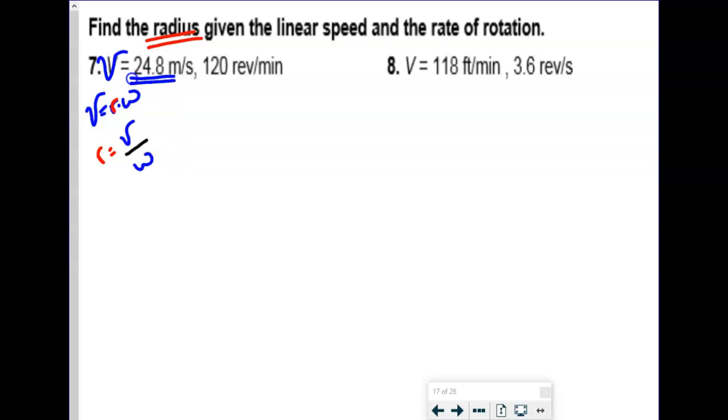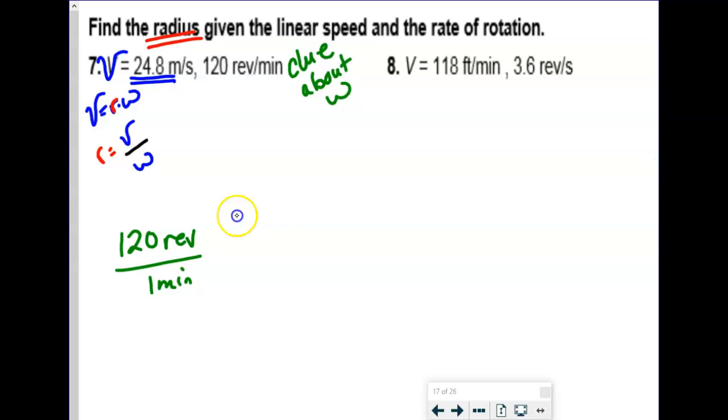Ladies and gentlemen, there's your linear velocity. What's this? It's a clue. It's a clue about your angular velocity. Okay. So 120 revolutions per minute. Not quite. We got to do a little converting because it's not quite angular velocity. But Daniel says 2 pi radians in 1 revolution. And now we have angular velocity.